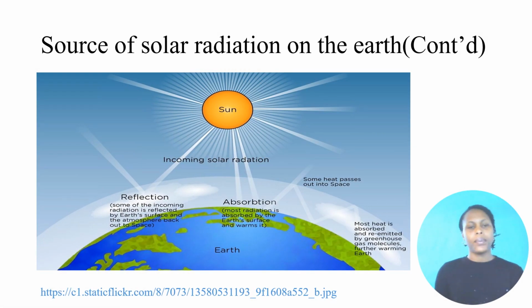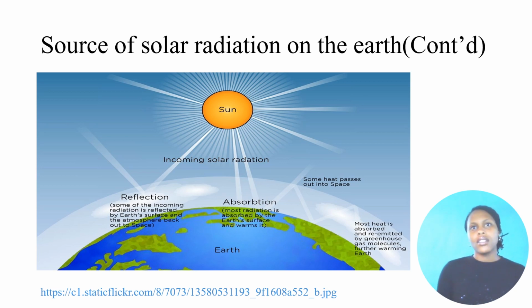This is a picture of the source of solar radiation on the Earth. As you see, we have reflection, absorption, and the incoming solar radiation. The first is reflection. Some of the incoming radiation is reflected by Earth's surface and the atmosphere back out to space.